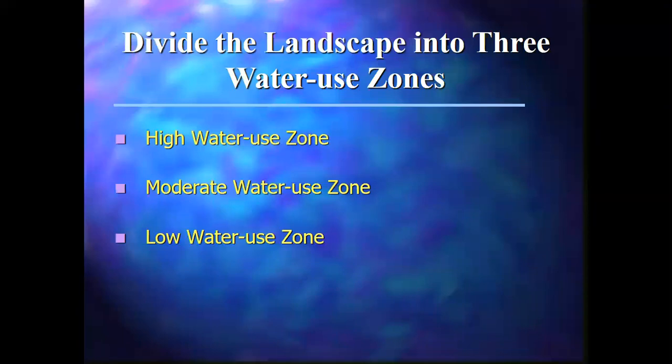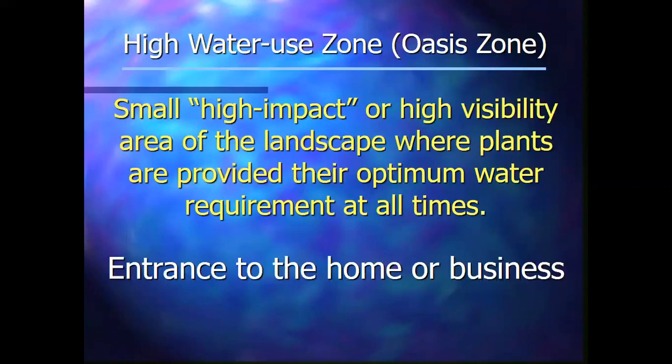Divide the landscape into 3 water use zones: high water usage, or oasis zone, moderate water use, or transition zone, or low water use, or xeric zone, where we get xeriscaping, means less water. There may be several of each of these zones in an individual landscape.